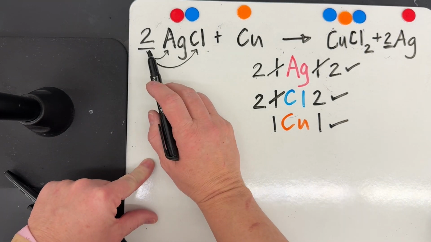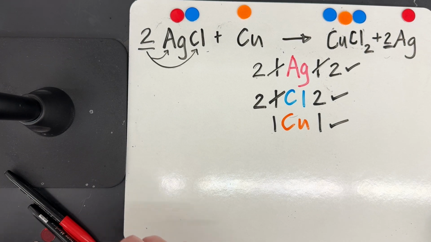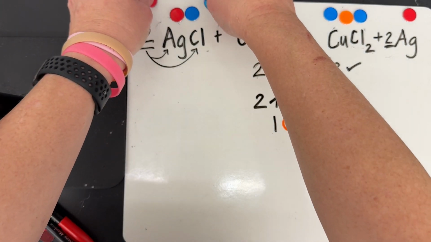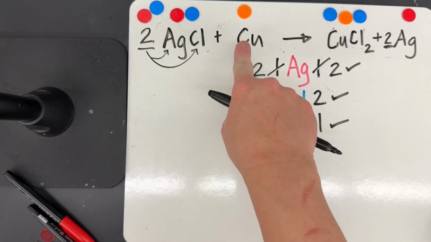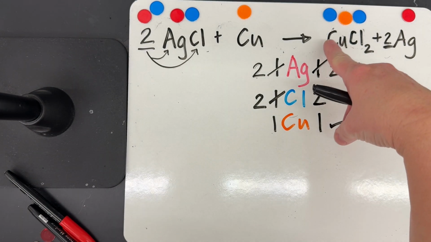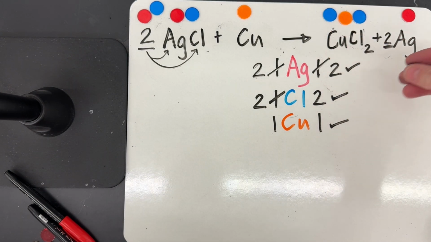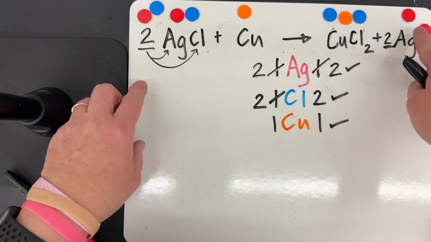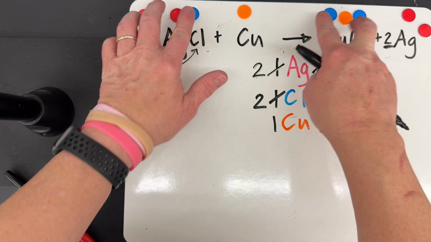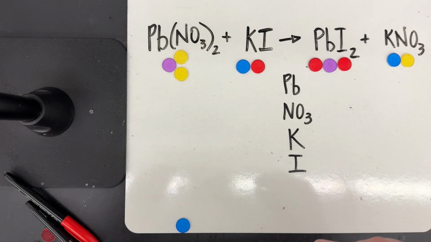And so we would have two silver chlorides reacting with a copper, and we would be getting copper chloride and two silvers, so that we have two of those, two, and one of those.